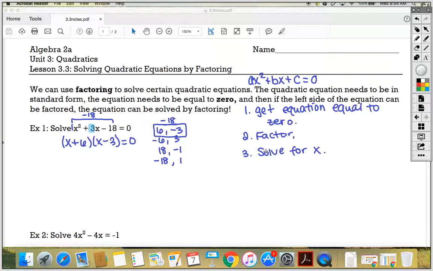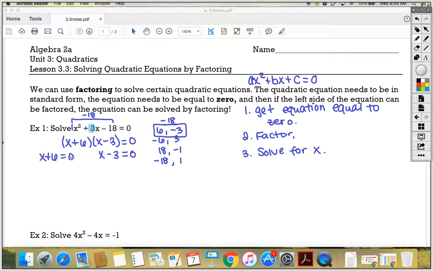Now we have that extra step today where we're going to solve for x. So we're going to take both of our factors and set them equal to 0. So I set up two separate equations. I take what's inside this parenthesis, put it equal to 0, and then I take what's inside this parenthesis and I put that equal to 0 as well. So now I have two equations and I need to solve those for x.